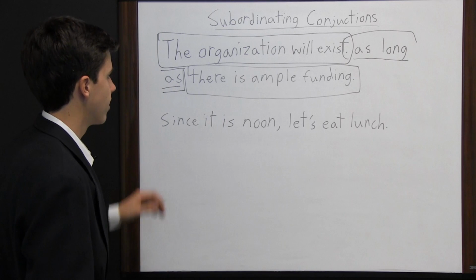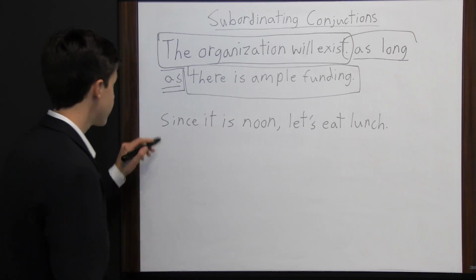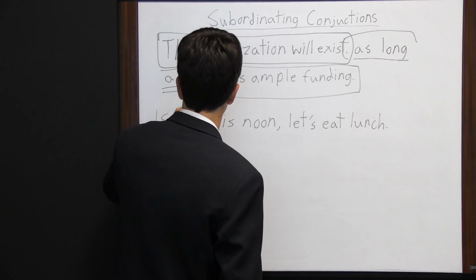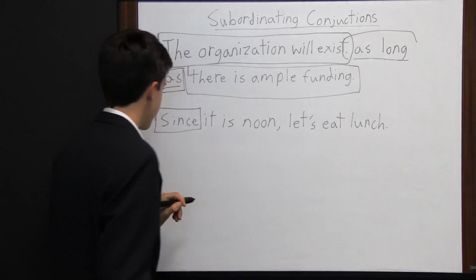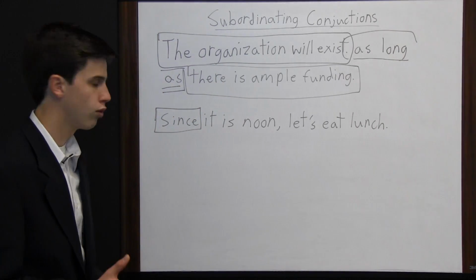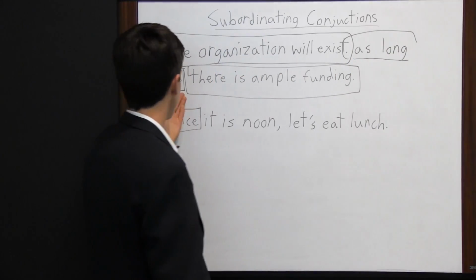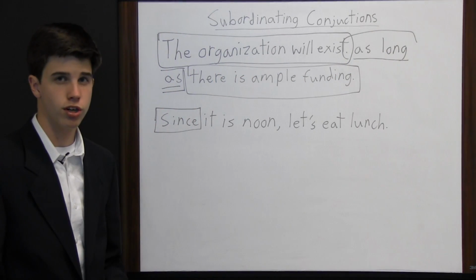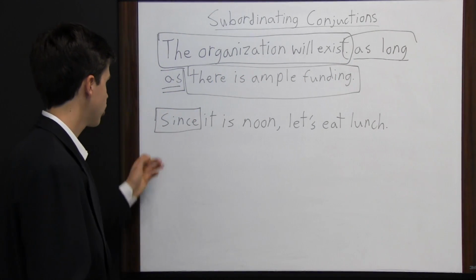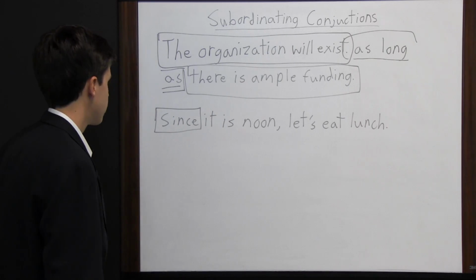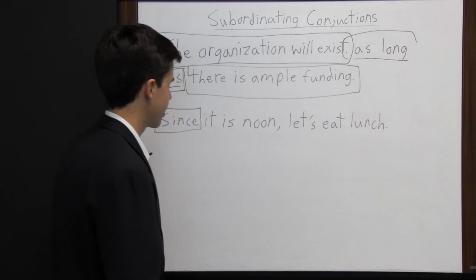Since it is noon, let's eat lunch. Since right here is the subordinating conjunction. Remember, I said a subordinating conjunction can be one word or a group of words. So up here, it was 3 words. Sometimes the subordinating conjunction is 2 words, and then often it is just 1 word, like since. So here it says, since it is noon, let's eat lunch.